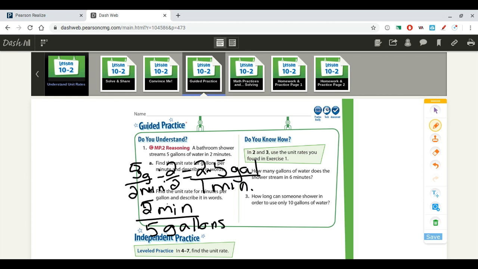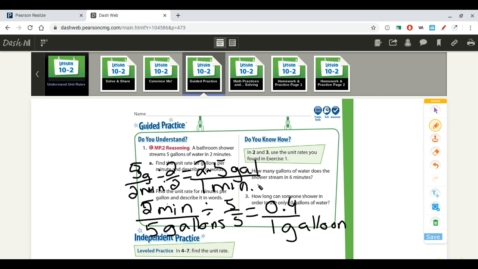And when I do that, because I'm looking per gallon instead of per minute, I'm going to divide both values by 5. And when I divide both values by 5, 2 divided by 5 is going to be equal to 0.4. So I have 0.4 minutes, and then I have 1 gallon. And so per gallon, it takes 4/10 of a minute for 1 gallon of water to be used.